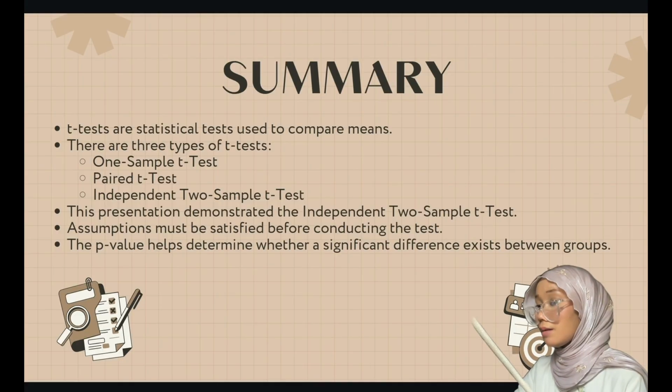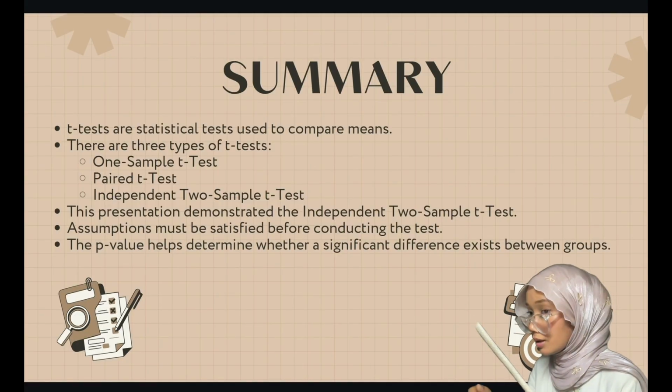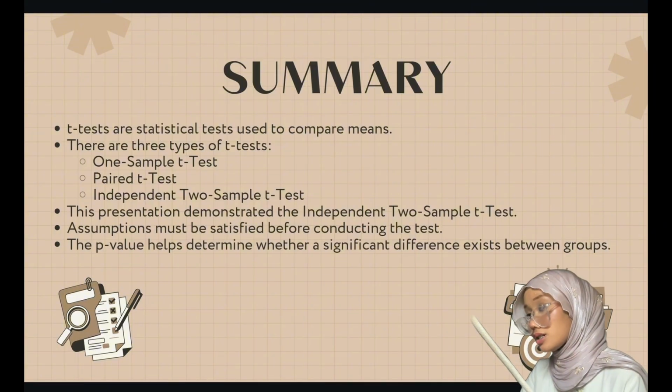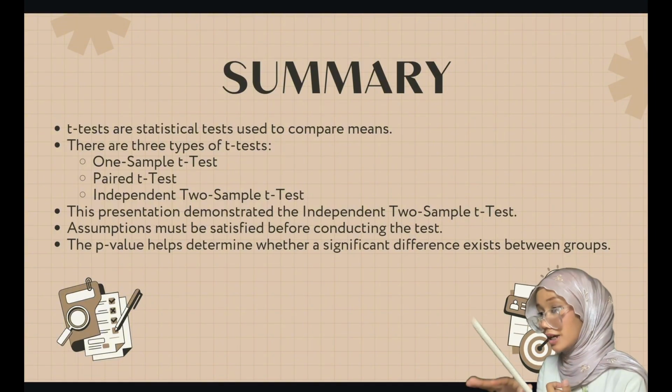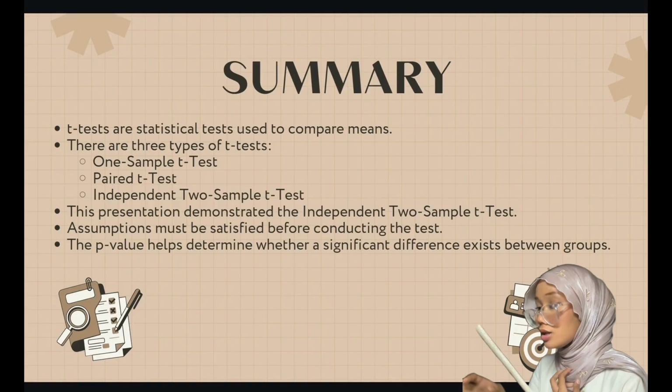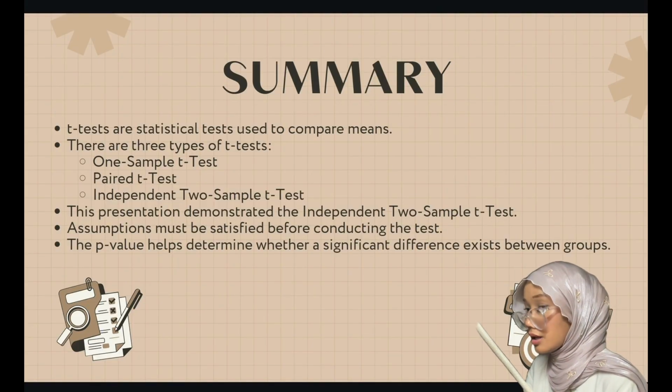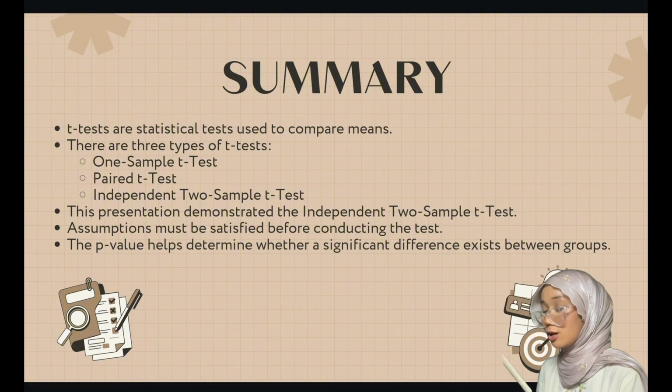So we formulated hypotheses, entered the data into the statistical software, interpreted the output table, and used the p-value to make a statistical decision. Our analysis showed that the p-value was less than 0.05, so it indicates a significant difference between the two groups. This demonstrates how statistical testing can be used to support evidence-based decision making in research. That's all from us.